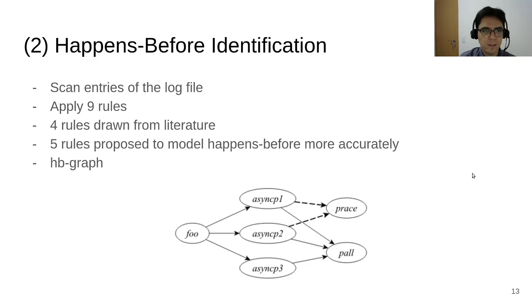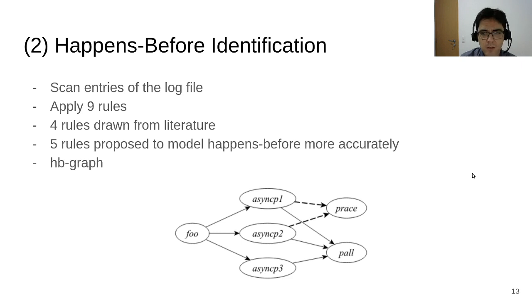In the second phase, happens-before identification, the log file produced in the previous phase is scanned and 9 rules are applied to identify the happens-before relation between the callbacks. 4 rules are drawn from the literature and 5 rules were proposed to model happens-before in Node.js more accurately. All rules are fully described in the paper.